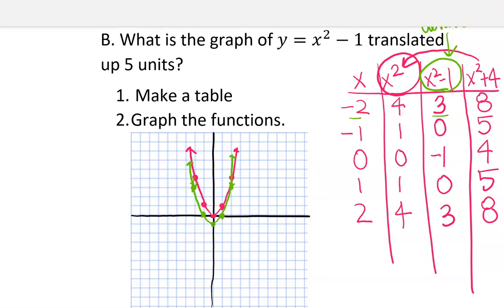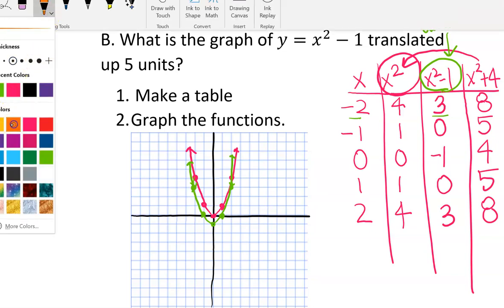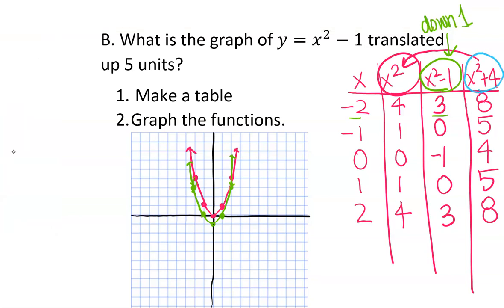And the last one we will do in orange. Or no, let's do something blue. Let's go blue. So if we look at the parent function and we look at the plus 4, that makes this one up 4 from the parent function, not from the previous one. So we're looking at negative 2, 8. Negative 1, 5. 0, 4. 1, 5. And 2, 8.